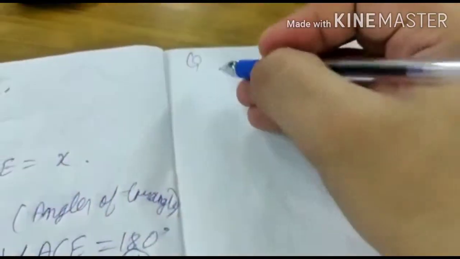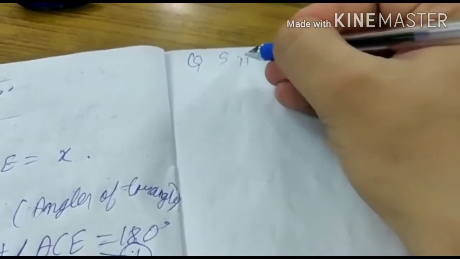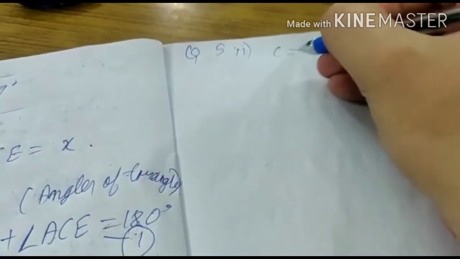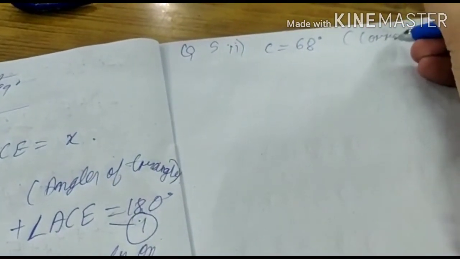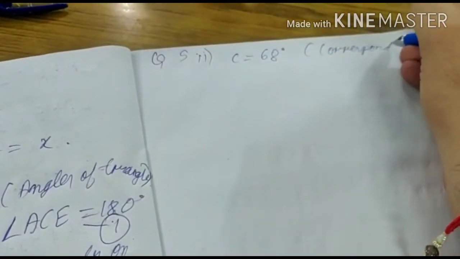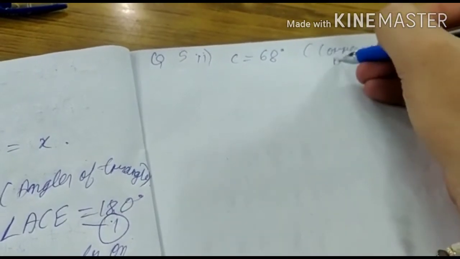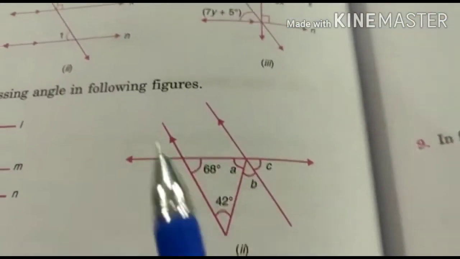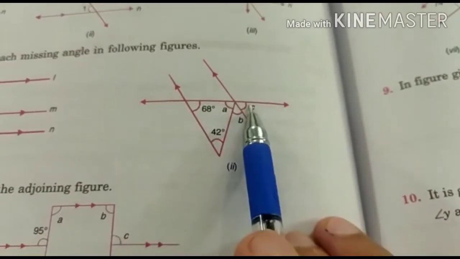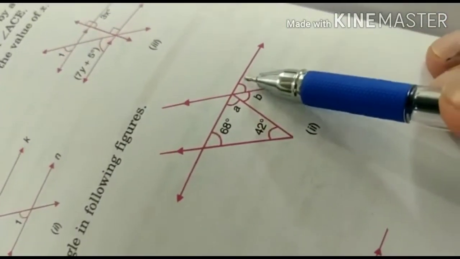Question number 5, second part. Angle C equals 68 degrees. How? Corresponding angles. We will directly write it. And what further? This angle C was 68 degrees as it was a corresponding angle.